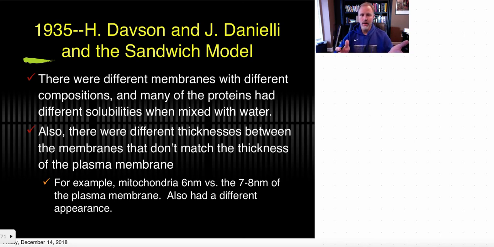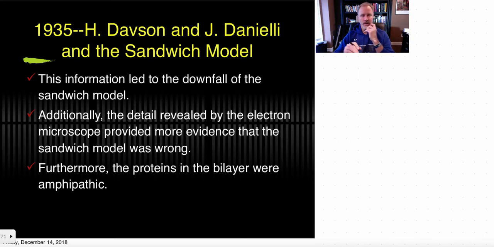And one of the examples was the mitochondrial membrane was much thinner than the actual plasma membrane, had a different appearance, a different composition. So if we're looking at different types of membranes, our model should try to take into account as many of these as possible. Okay, so this kind of experimental information led to the downfall of the sandwich model.